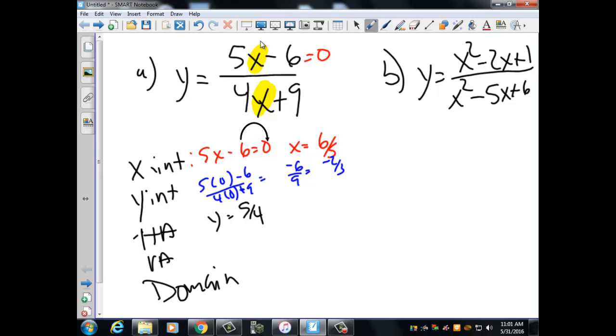Vertical asymptote, you're setting the denominator equal to 0. So you're going to say 4x plus 9 is equal to 0. Again, move that 9 over, you'll get 4x equals negative 9, and x is equal to negative 9/4. That becomes your vertical asymptote. In this case, you must include the x equals.